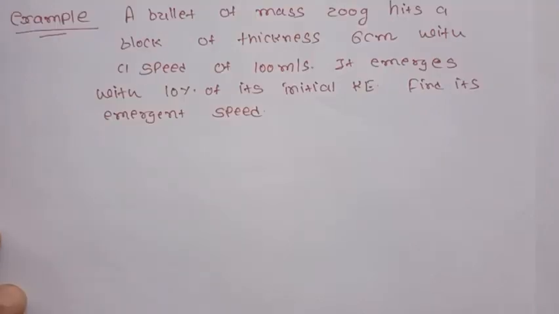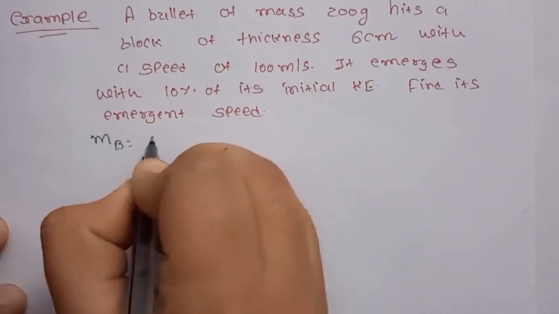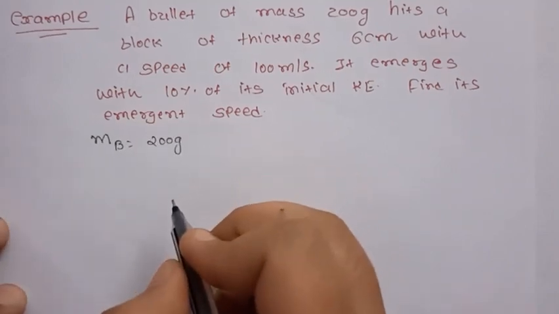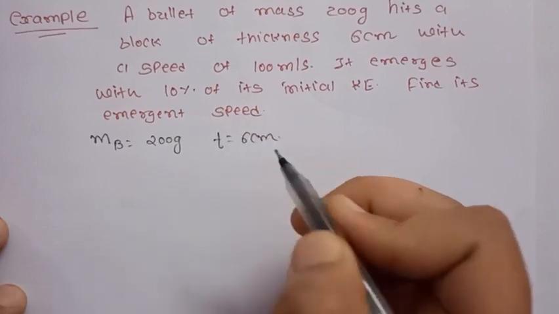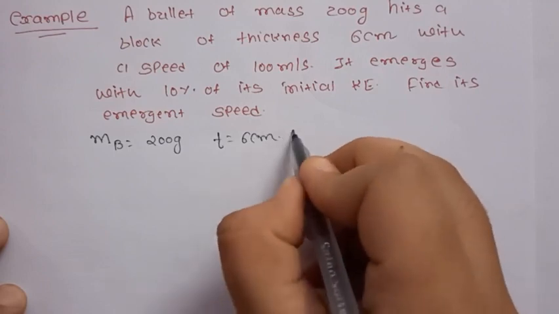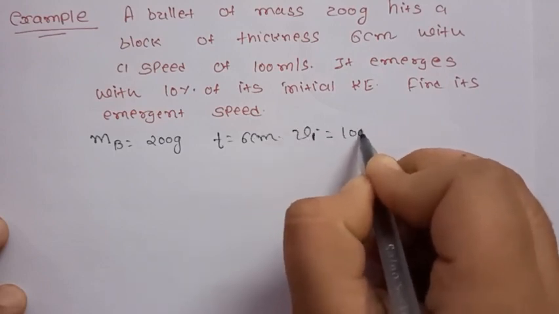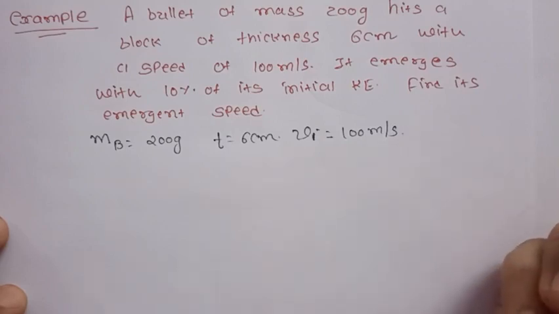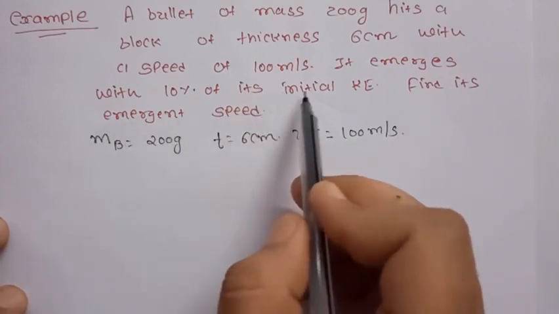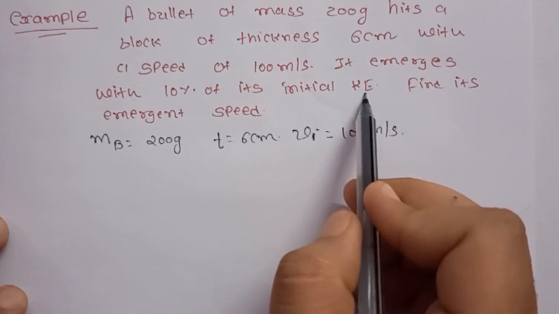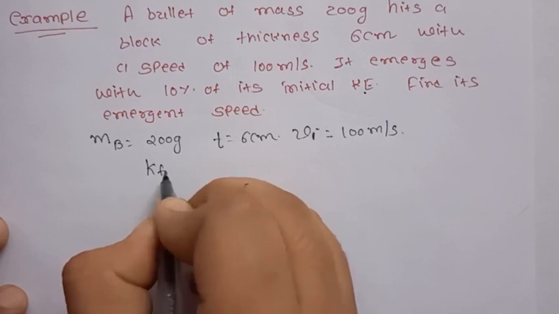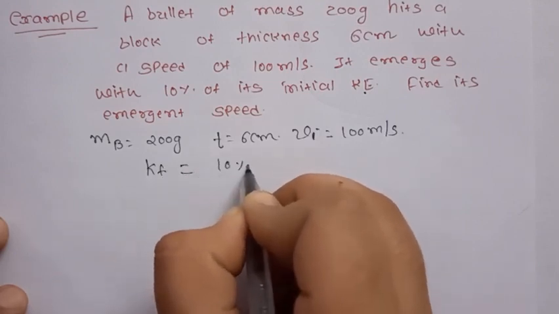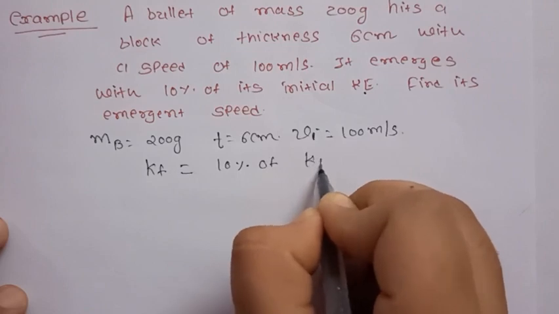In the second question, a bullet of mass 200 gram hits a block of thickness 6 centimeter with a speed of 100 meter per second. It emerges with 10% of its initial kinetic energy. We want to find its emergent speed. It is given that the final kinetic energy is 10% of its initial kinetic energy.